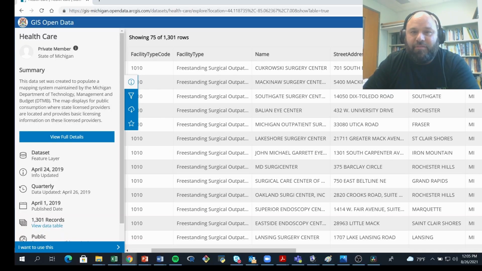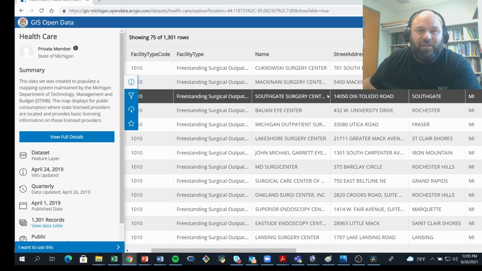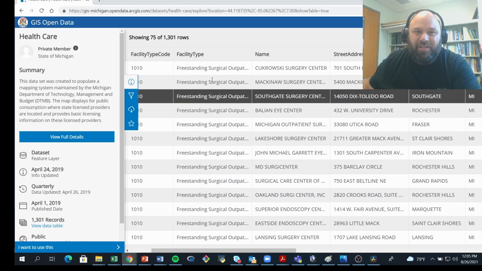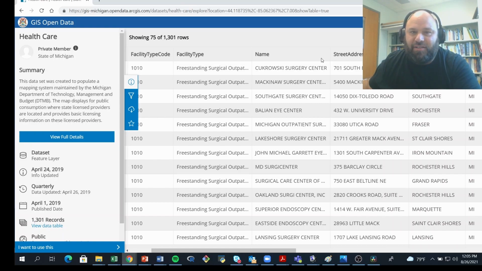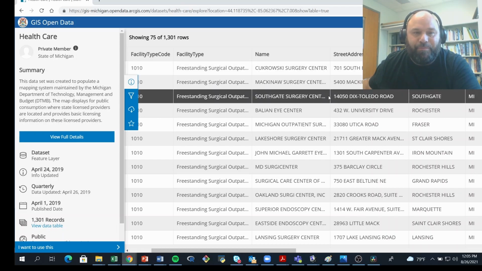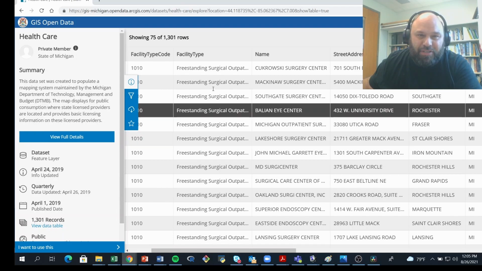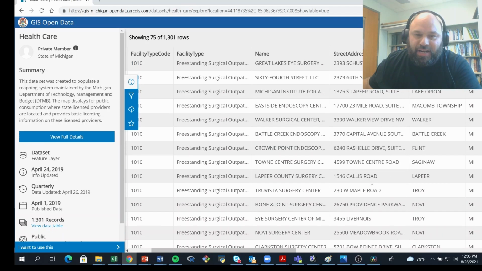So here's an example of GIS data. What we have is a number of health clinics across the state of Michigan. There's over 1,300 different clinics in this database. We've got what kind of health facility they are, their name, their street address, their city, their state, and other such data. They've got some kind of facility type, so these are codes, right? So this is a big data table.